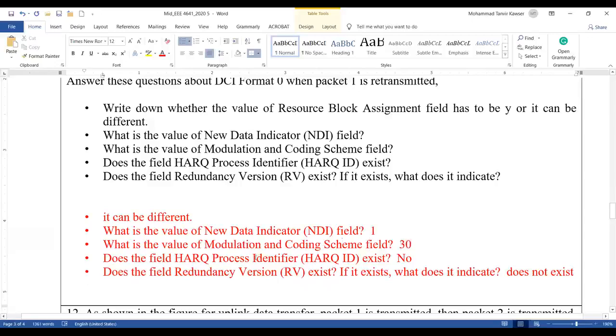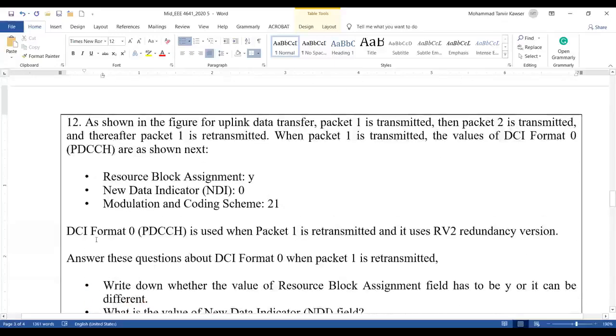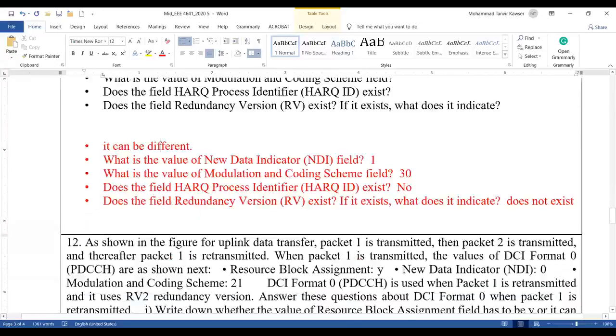So I think I have already explained all these 5 questions. It can be different. 1, 30, HARQ ID you don't need, and the RV field you don't need in the case of uplink. DCI format 0 does not have a redundancy version field. The last 2 fields it does not have.